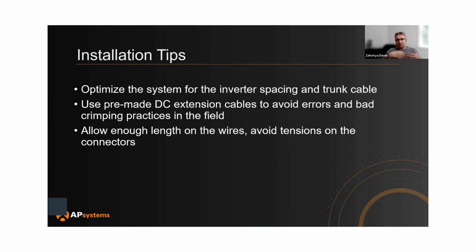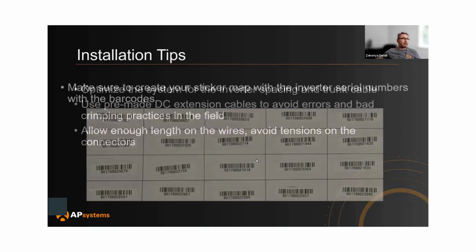We also suggest using pre-made DC extension cables. You can make them in the field, but because of errors and things like that, it's better to go with a pre-made cable. Make sure you have enough wire length and enough slack so you don't pull too tight and put tension on the connectors. If the wire is pulling on the connector, over time it's going to lose its watertight capabilities, and it's going to arc. So you definitely want to avoid that.